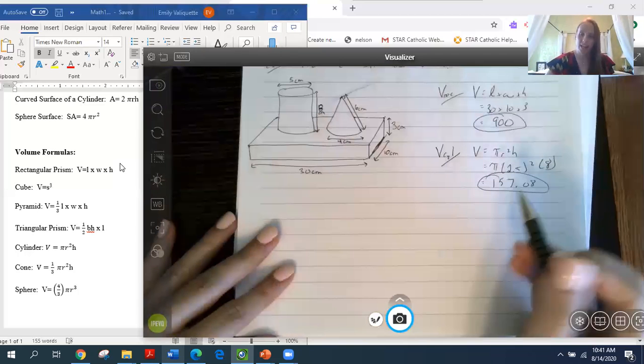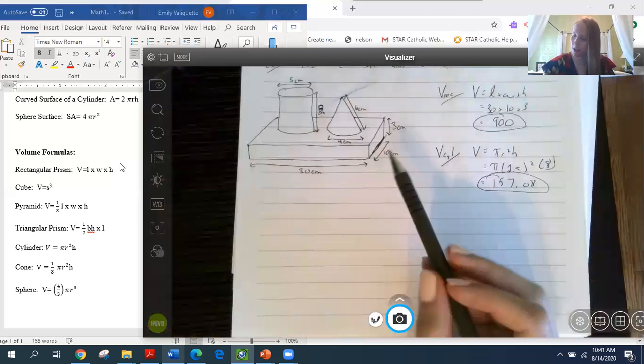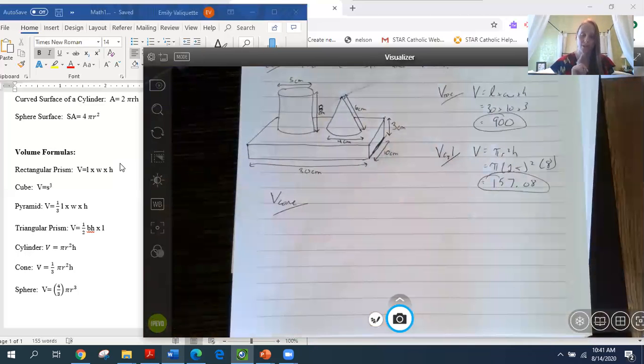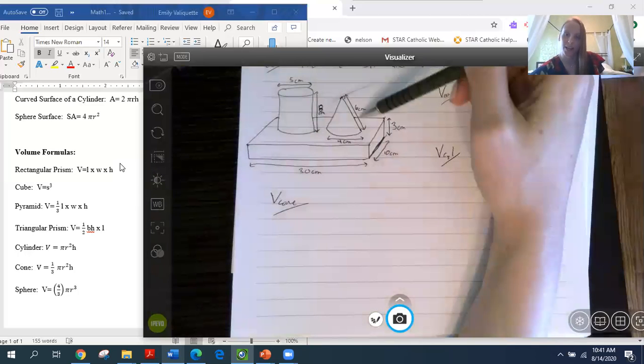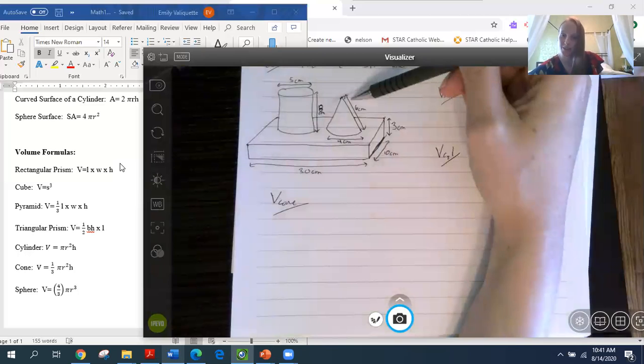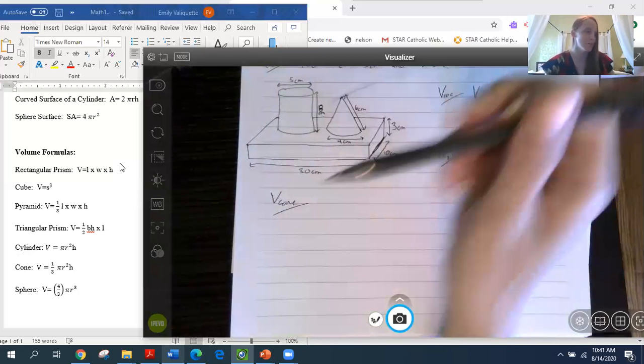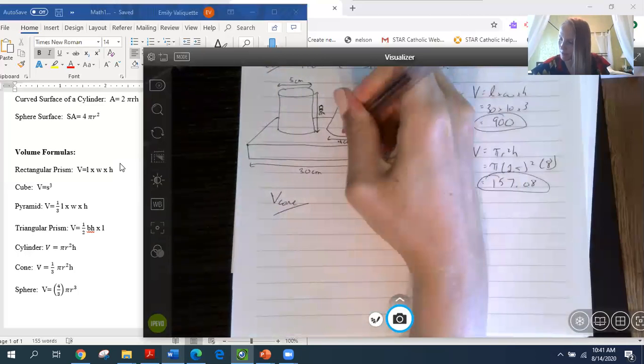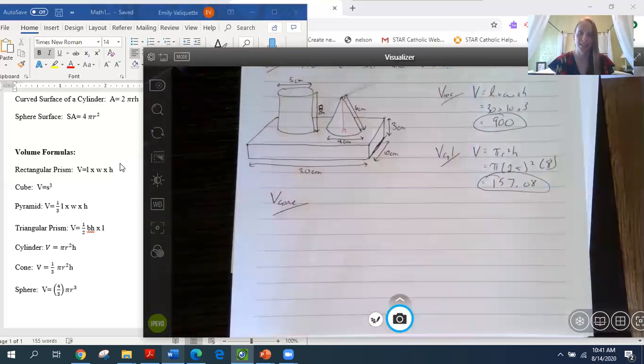And then for the last volume, I need to find my cone. But the one thing you have to remember whenever you're dealing with cones or with pyramids is that slant height, which is what I have here, is only useful for surface area. When it comes to volume, I need to be using the internal height, which is that amount in there.